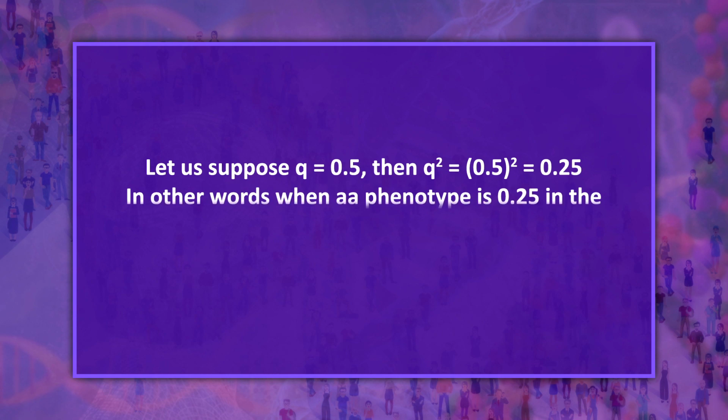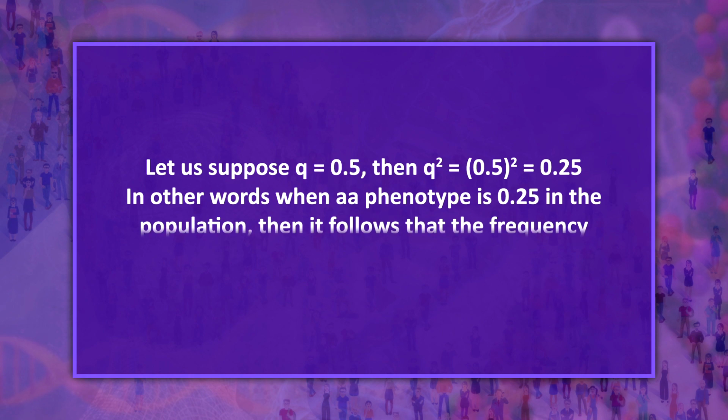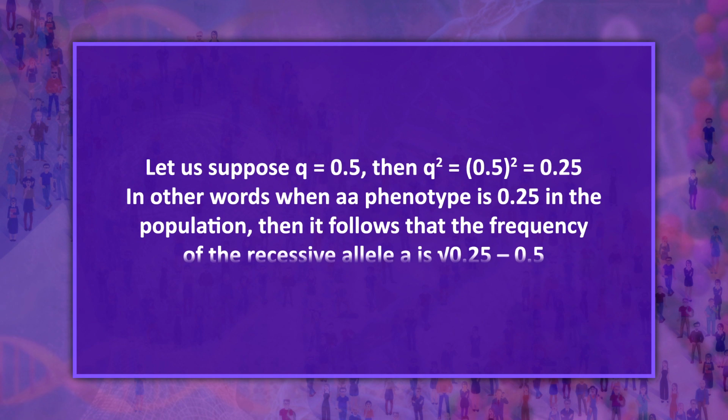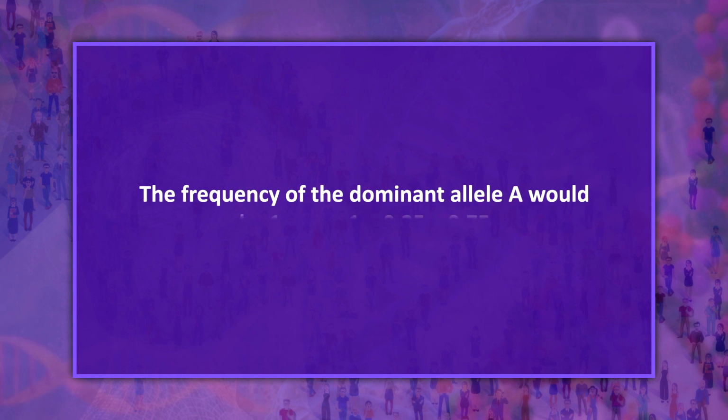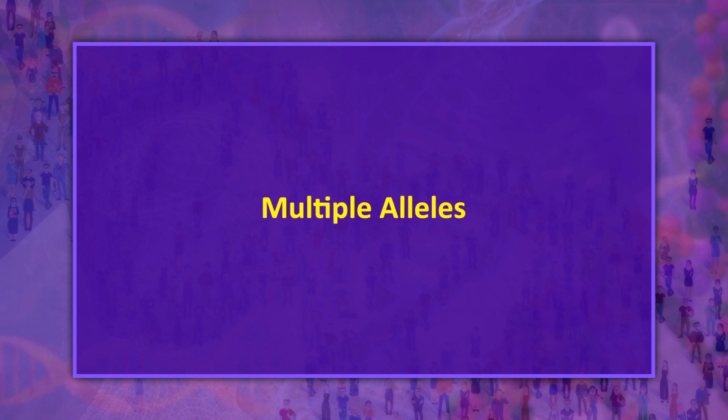In other words, when the recessive phenotype aa is 0.25 in the population, then it follows that the frequency of the recessive allele, small a, is the square root of 0.25, which is 0.5. The frequency of the dominant allele A would be p equal to 1 minus q, which is 1 minus 0.5, equal to 0.5. Dear students, let's now discuss multiple alleles.